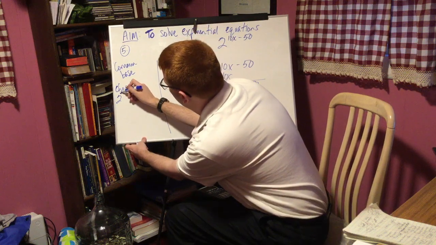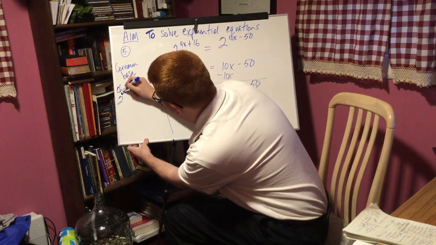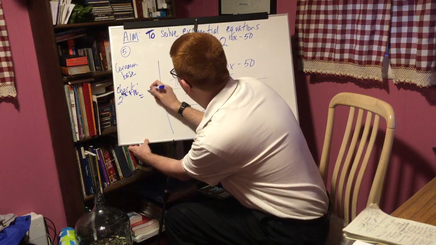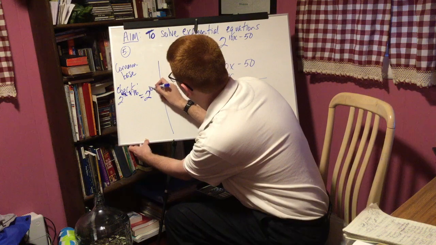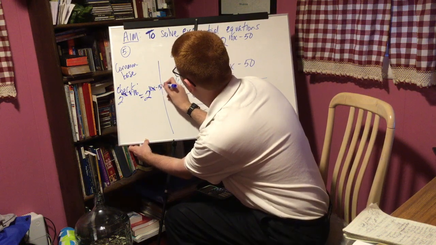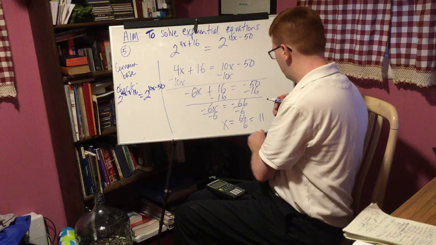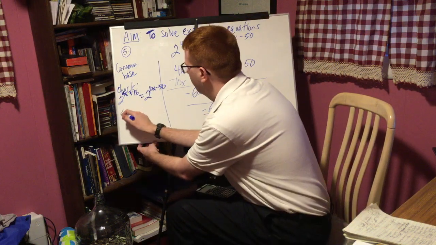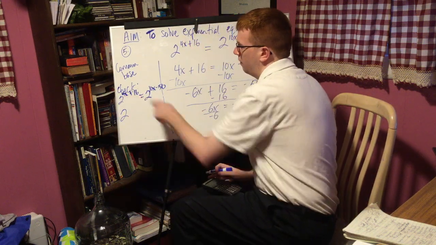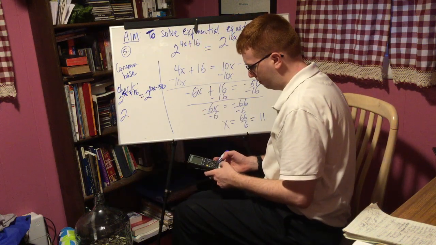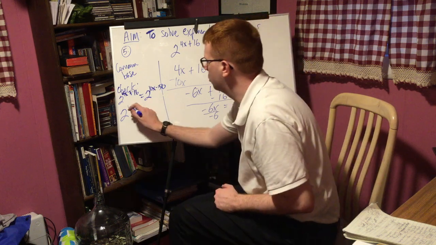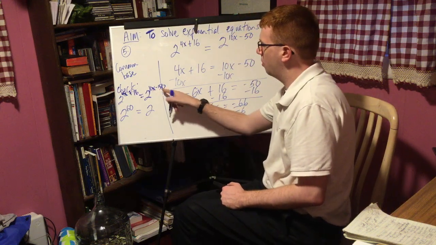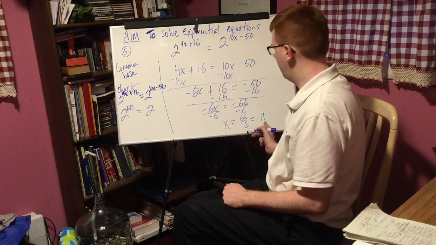Original equation. And we're going to substitute x equals 11. 4 times 11 is 44 plus 16, 60. So 2 is raised to the 60th power, and let's see if it's equal to 2. And then the power here would be 10 times 11, 110.